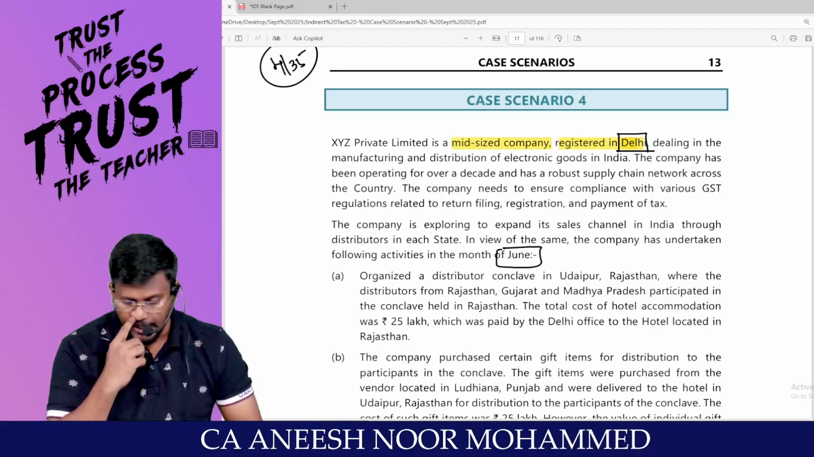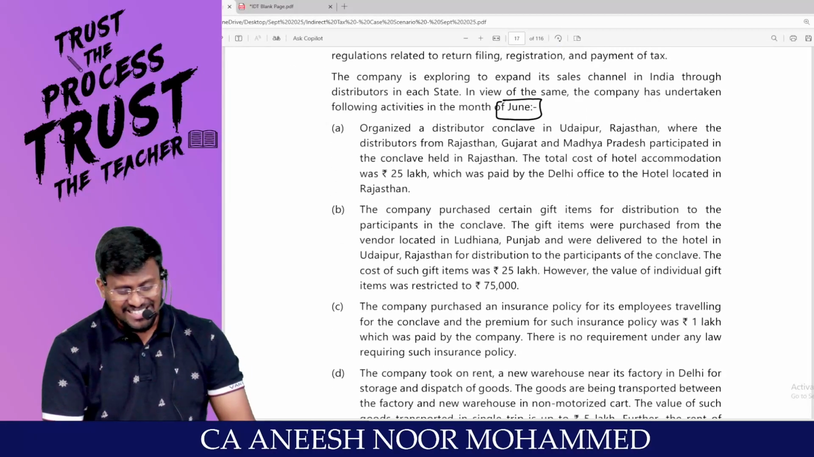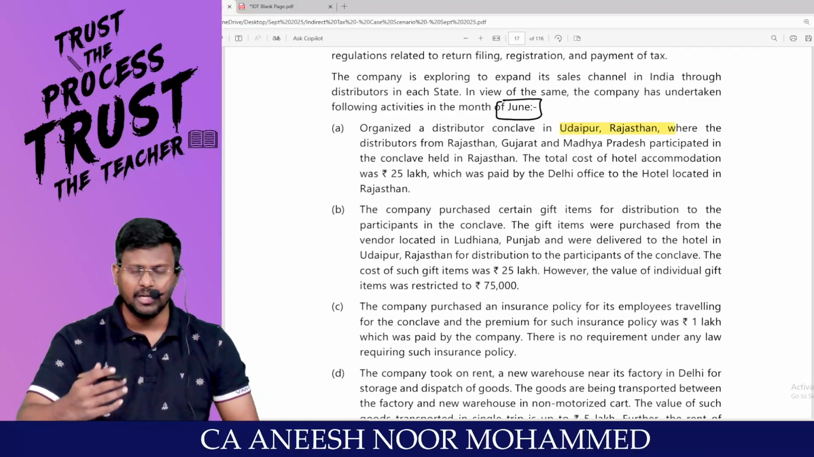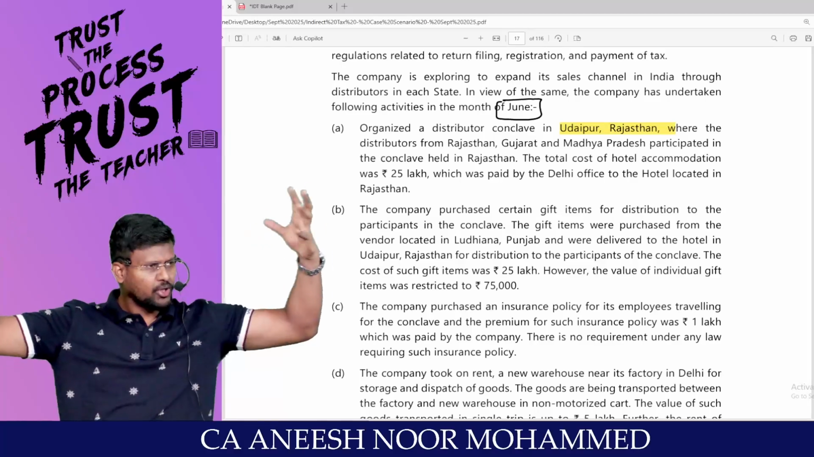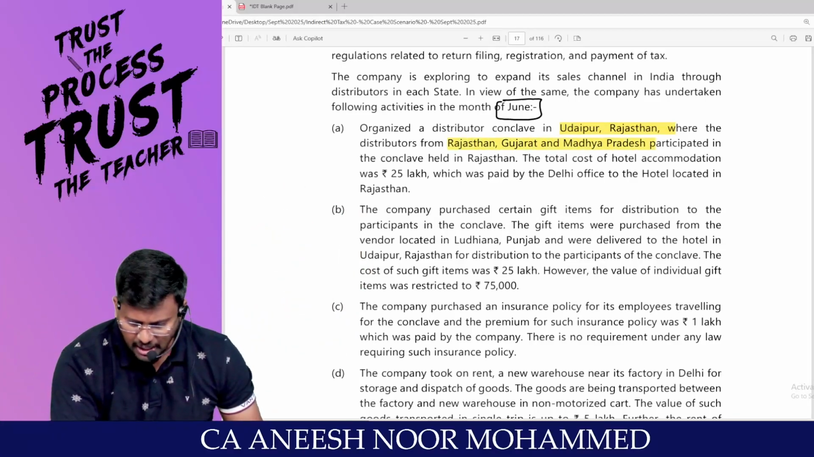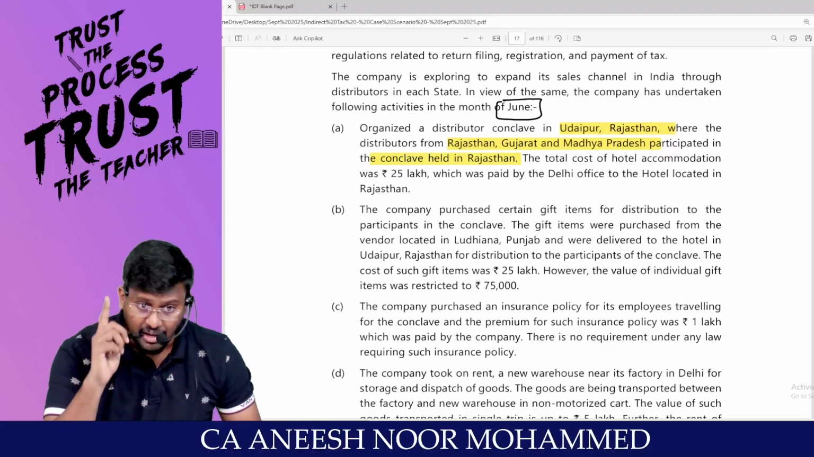Except that they are registered in Delhi, nothing is relevant, right, sir? It's a waste story they are saying. Organized a distributor conclave in Udaipur, Rajasthan. So I am the company. I called every distributor: come on, we'll have a meeting. Where? In Rajasthan. Distributors from Rajasthan, Gujarat, and Madhya Pradesh participate in the conclave held in Rajasthan.